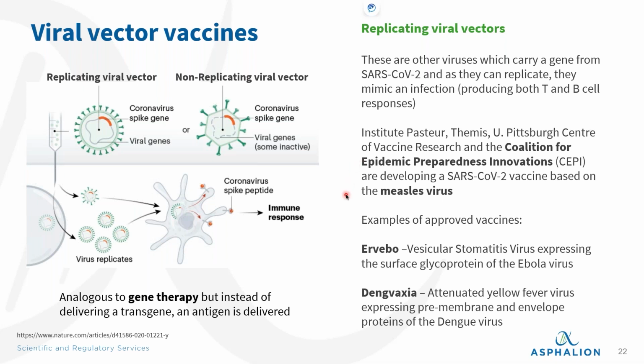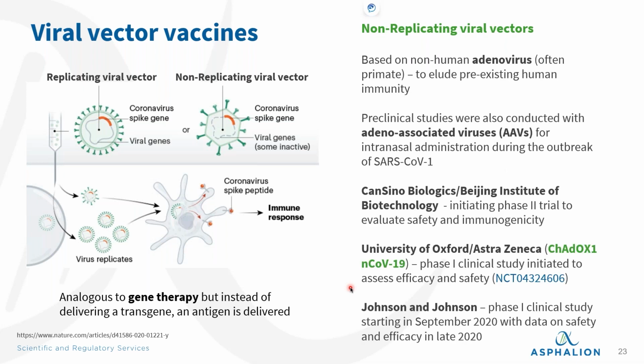So until recently, there were no approved products for this type of platform. But in the last couple of years, there have been two of these replicating viral vaccines approved. One is Ervebo, which is a vesicular stomatitis virus expressing a surface glycoprotein of the Ebola virus, and Dengvaxia, which is an attenuated yellow fever virus, which expresses surface proteins of the dengue virus. So this is another technology that's proven and has been shown to produce products that can be used.